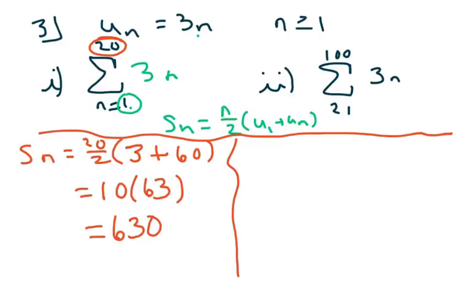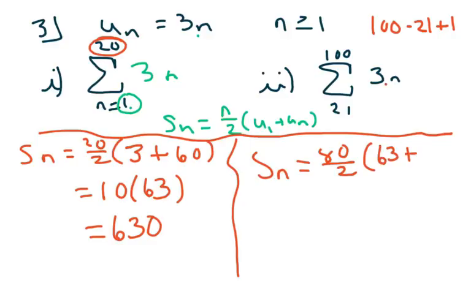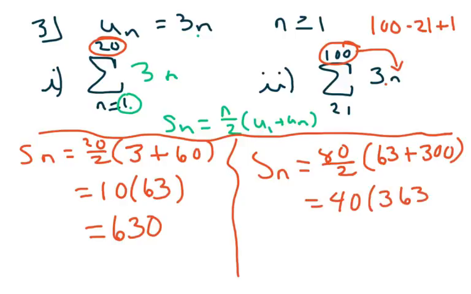And now I need to do this one. And I need to know how many terms I have. So it's going to be 100 minus 21 plus 1. So basically that's 80. So 80 over 2. You plug in 21 here, you get 63 plus plug in 100, and you get 300. So you get 40 times 363, and I think I did this one, and you get 14,520.